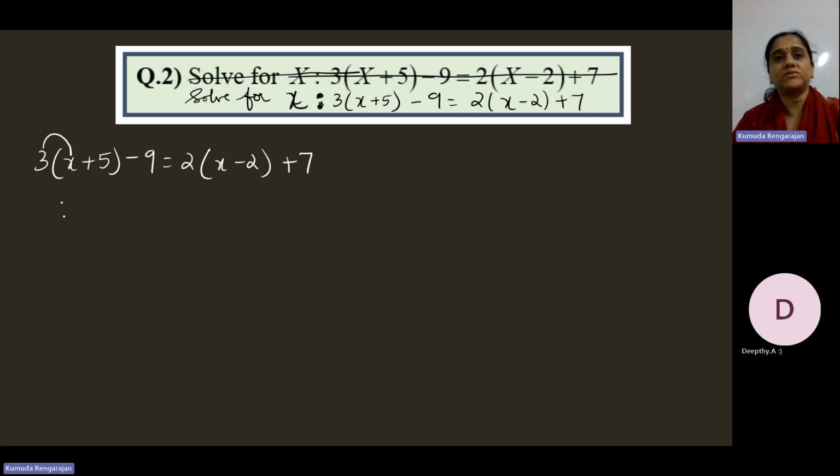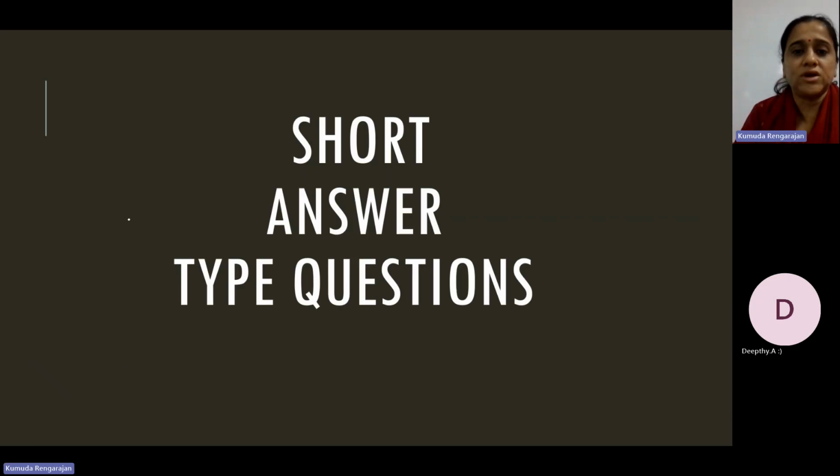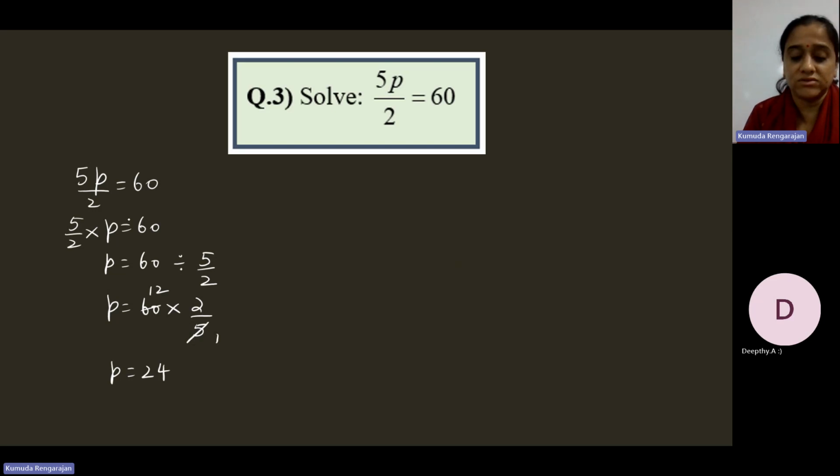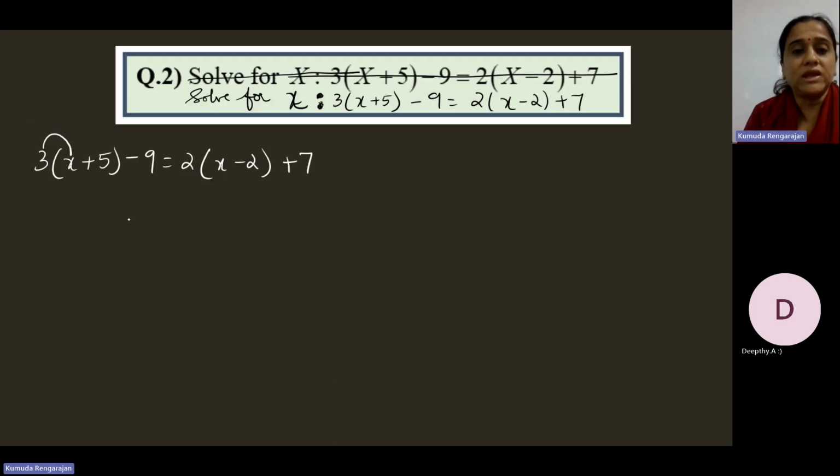Now, when do we do this? When you have the variable x on both the sides. If the left hand side has x and the right hand side has a constant, you understood how we handle the situation. Now here, both the left hand side and the right hand side have the variable x. So you have to open the brackets.